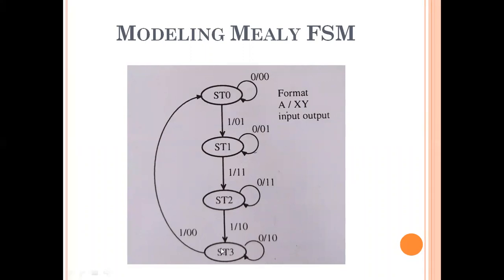On state 3, if a is equal to 0, same state, right? And when 1 is applied on a, if a is equal to 1, the next state will be assigned as state 0 and the output is 00.